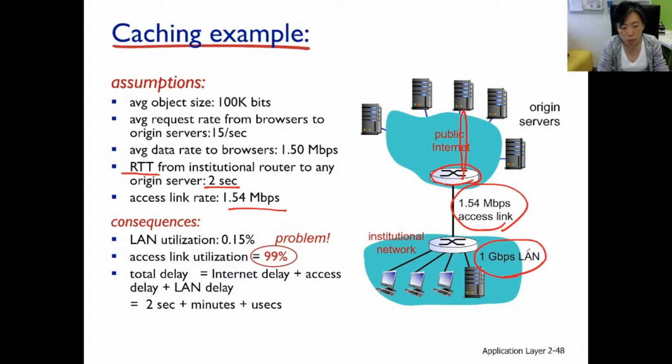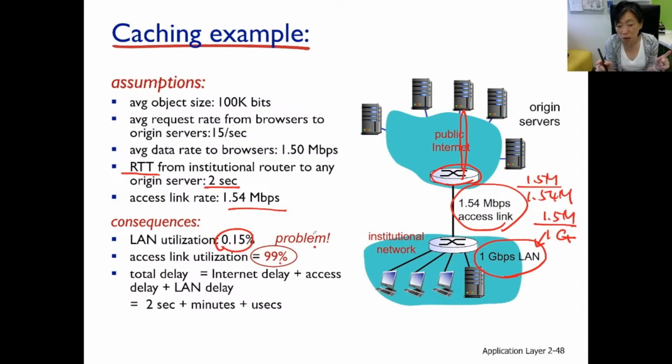Now with these, we will be able to calculate the local area network's utilization. 1.5 meg divided by 1 gig, that's 0.15%. But here, 1.5 meg divided by 1.54 meg, that's very close to 99%. And that is a problem if you recall.